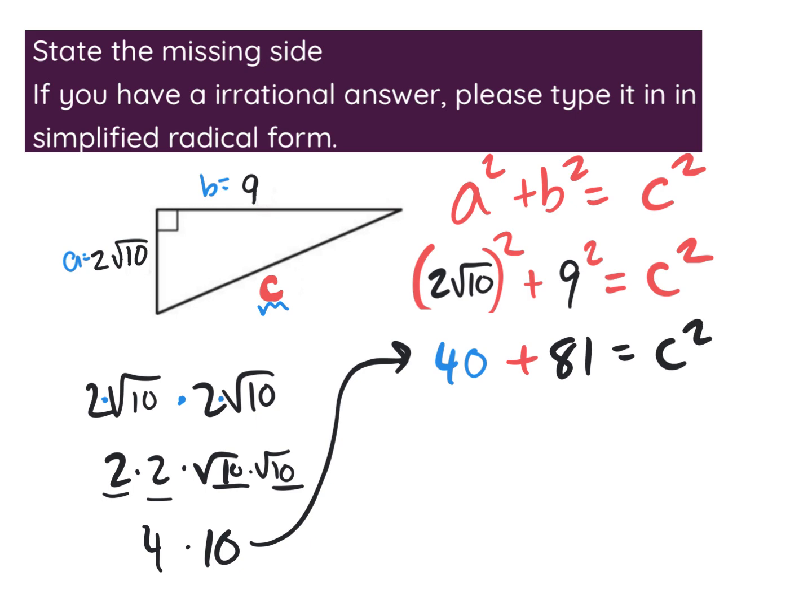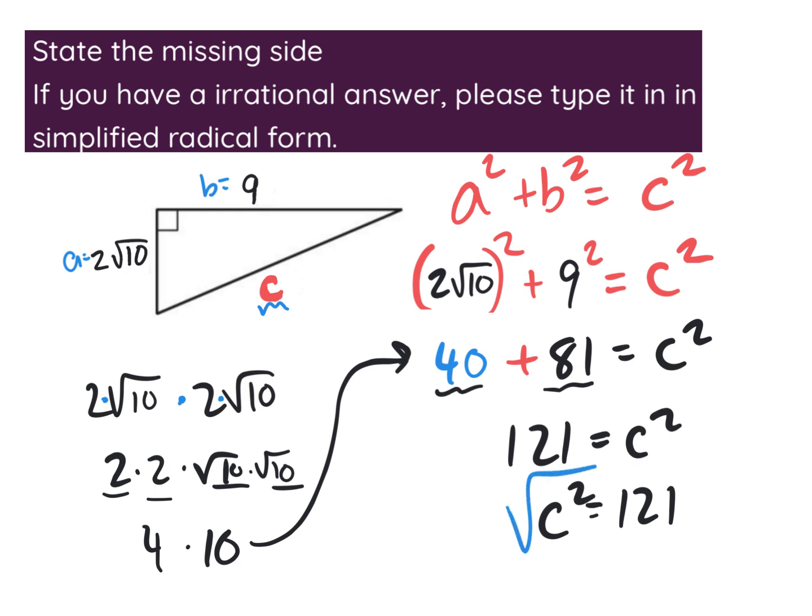So with the calculator or in your head, you could go 40 plus 81. That's 121 equals c squared. C squared equals 121. To get rid of a square, you do a square root, and what you do to one side, do to the other side. C equals plus or minus 11, but you know it's just going to be a positive because we only have positive values when you measure from here all the way over there, right? So your answer is 11.